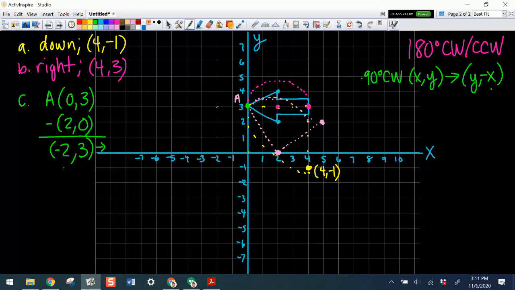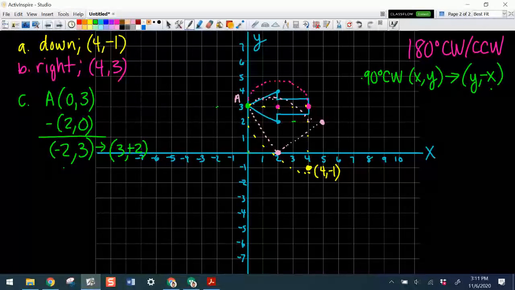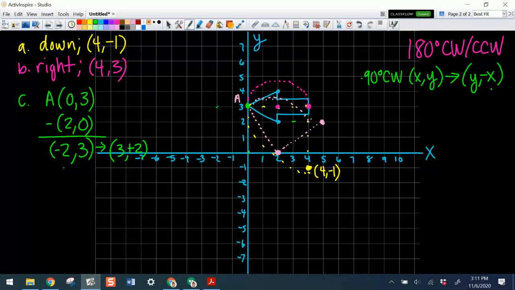So negative 2, 3 will go to, swap x and y, so it'll be 3, negative 2, and then change the sign of your second number, or what was the x, so it'll become a positive 2. So think about it. Now it's located at 3, positive 2. And hopefully you can see here that 90-degree rotation. Boom, there it is.